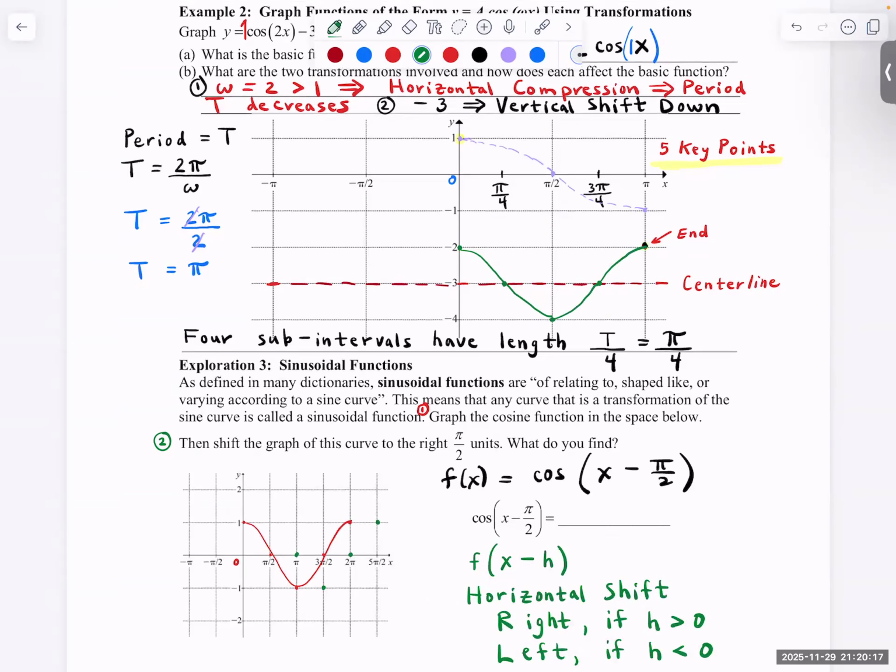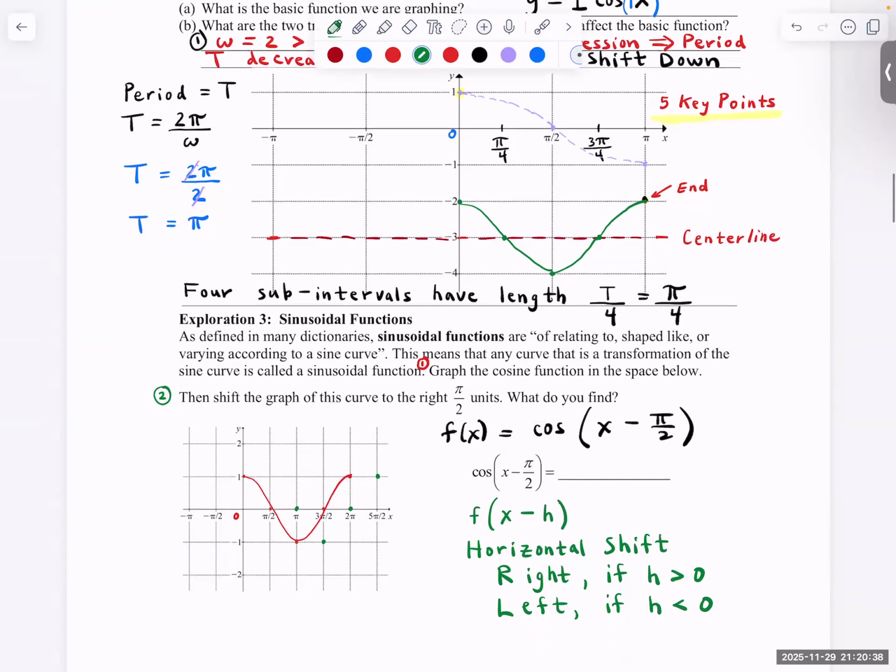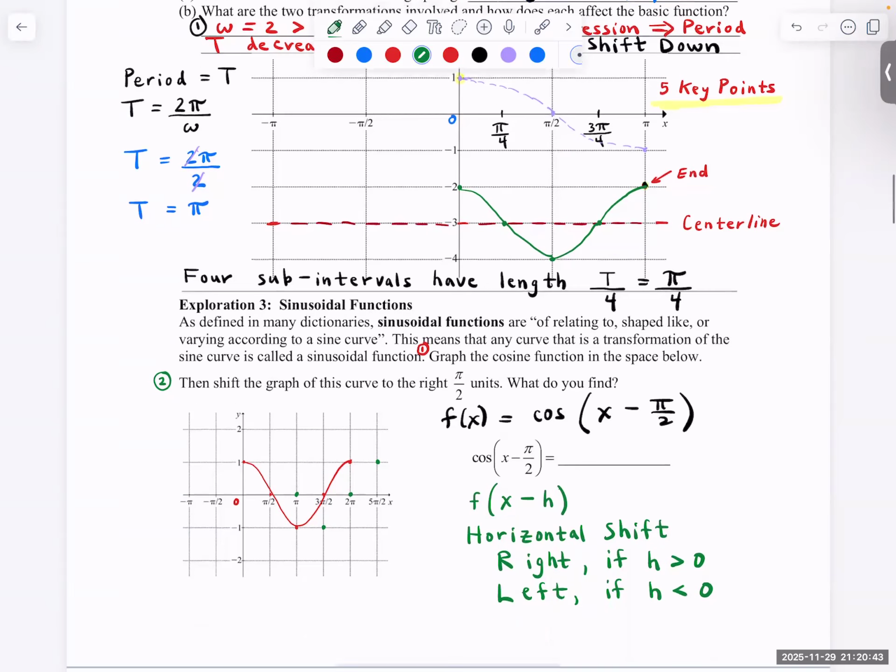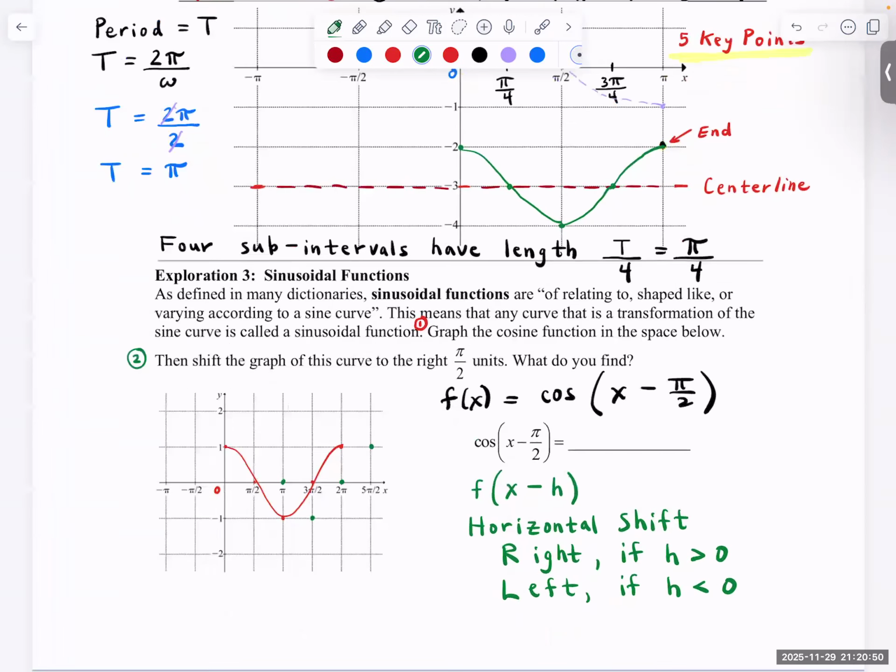Exploration 3, sinusoidal functions. As defined in many dictionaries, sinusoidal functions are of, relating to, shaped like, or varying according to a sine curve. This means that any curve that is a transformation of the sine curve is called a sinusoidal function. Part 1. Graph the cosine function in the grid below and the space below. Then shift the graph of this curve to the right pi over 2 radians.